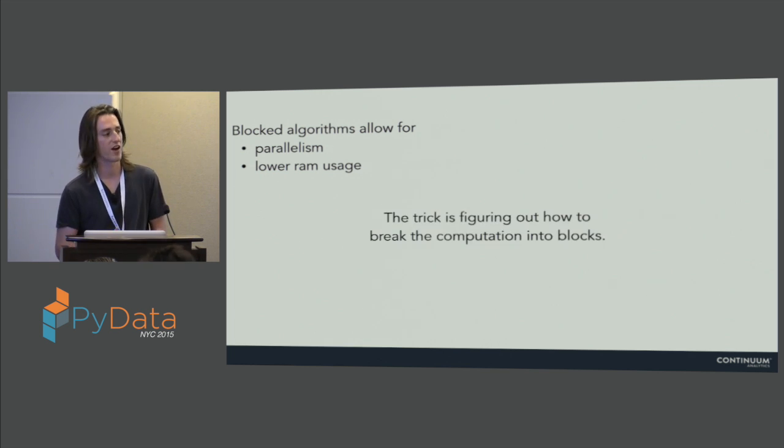The trick is figuring out how to break computations into a blocked fashion. For something like this, it was pretty simple. We're summing each chunk and counting each chunk, and then we're doing a final reduction, just a simple MapReduce pattern.